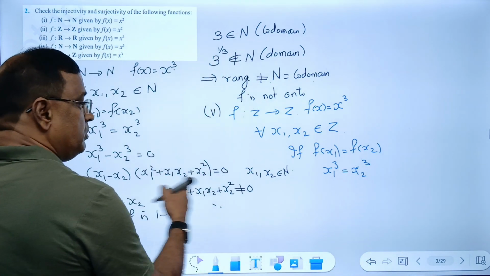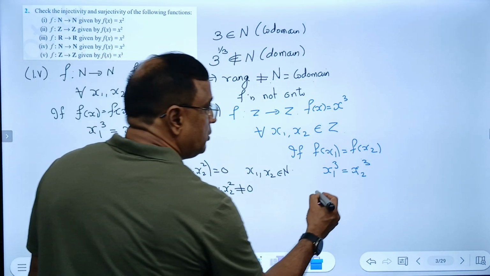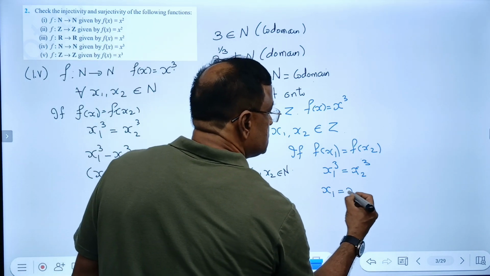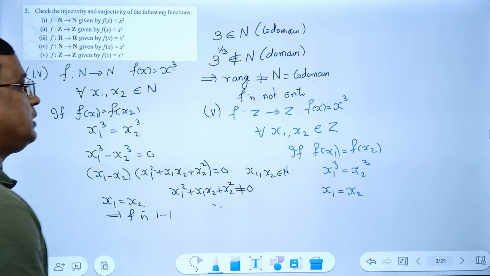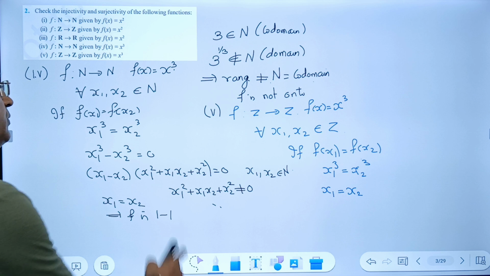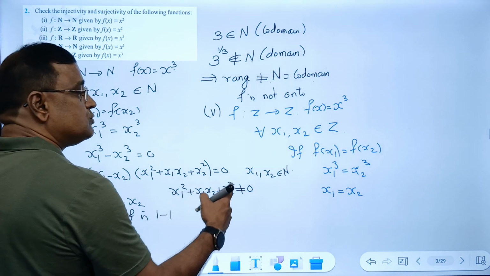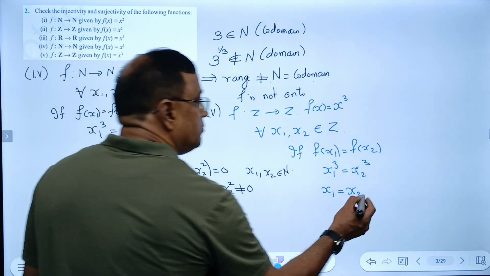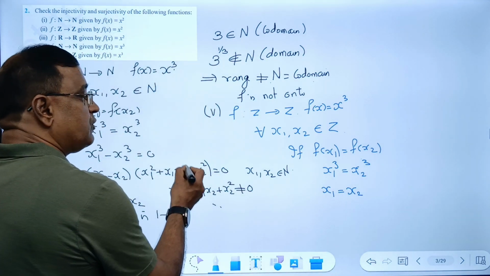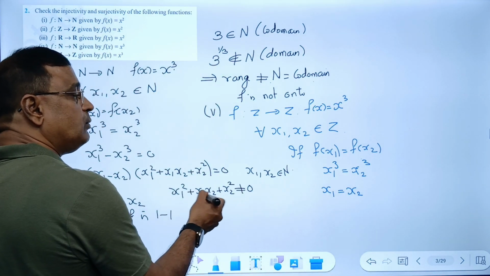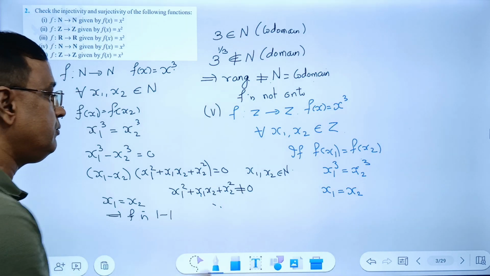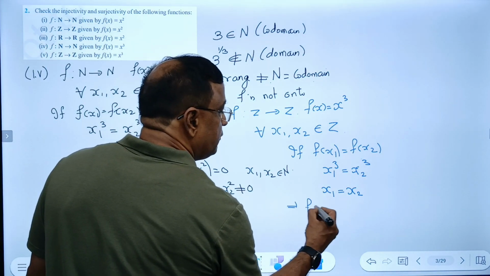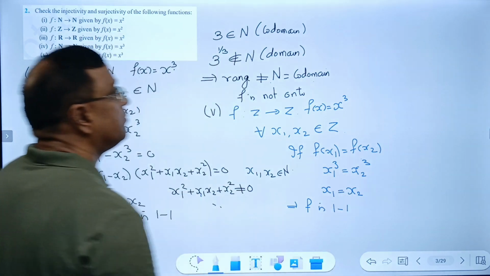By the same argument you can get x1 equal to x2, and obviously x1 square plus x1 x2 plus x2 square cannot be 0. Because x1 square is positive, x2 square is positive, and x1 and x2 can be positive or negative, so when you add them up it need not be 0. This implies f is 1 to 1.